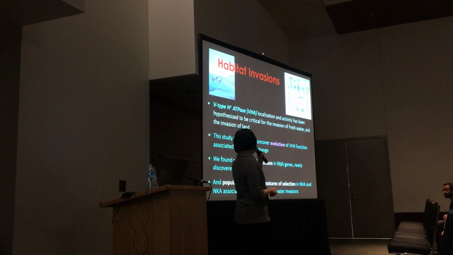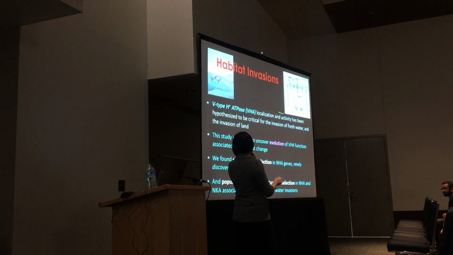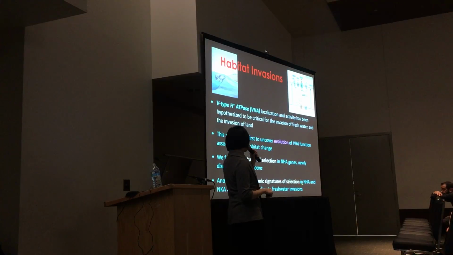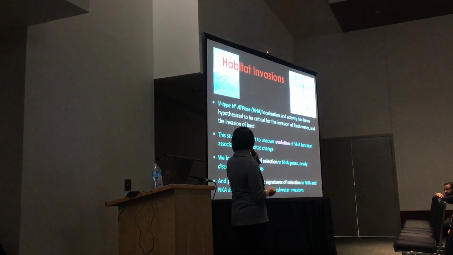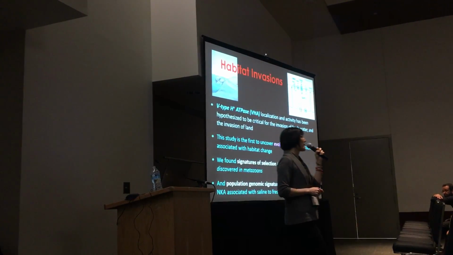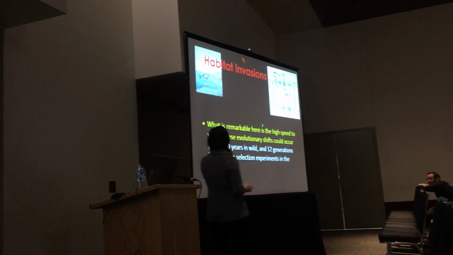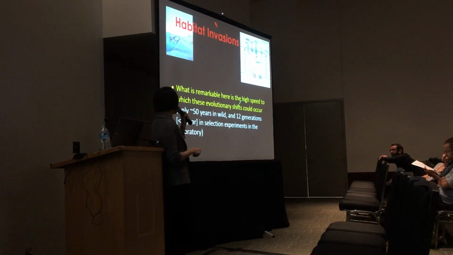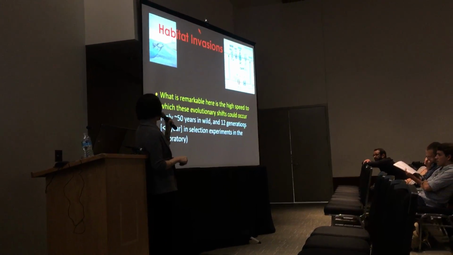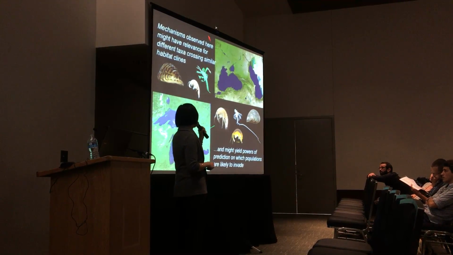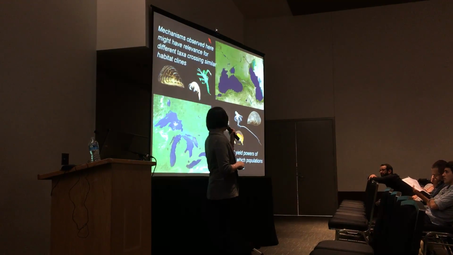We found signatures of selection in NHA genes, newly discovered in metazoans, and we found population genomic signatures of selection in this transporter and other transporters associated with saline to freshwater invasions. What is remarkable here is the high speed with which these evolutionary shifts could occur, only 50 years in the wild and 12 generations in selection experiments in the laboratory. And the mechanisms here might be relevant for other invaders.